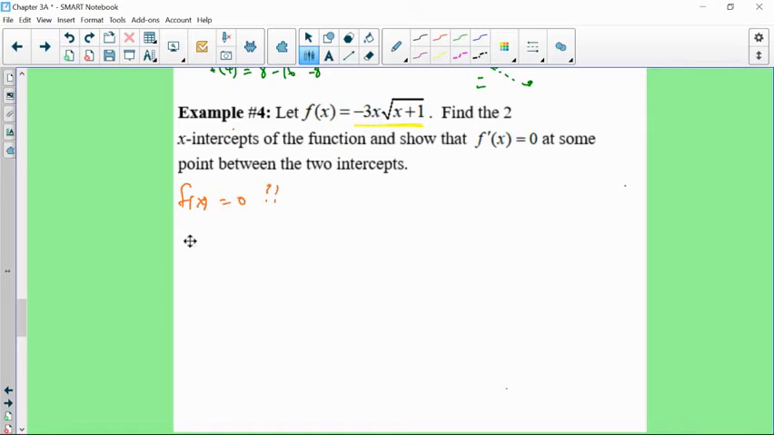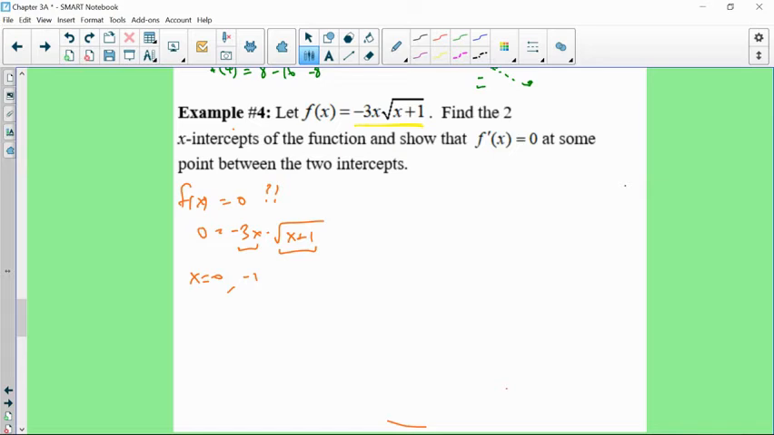Well, it's not really something you can factor. But like I said, you could still use the zero product property because you have a product of two things, right? Negative 3x times root x plus 1. When would that be 0? Oh, when x is 0 or when x is negative 1. So x is 0 or x is negative 1.